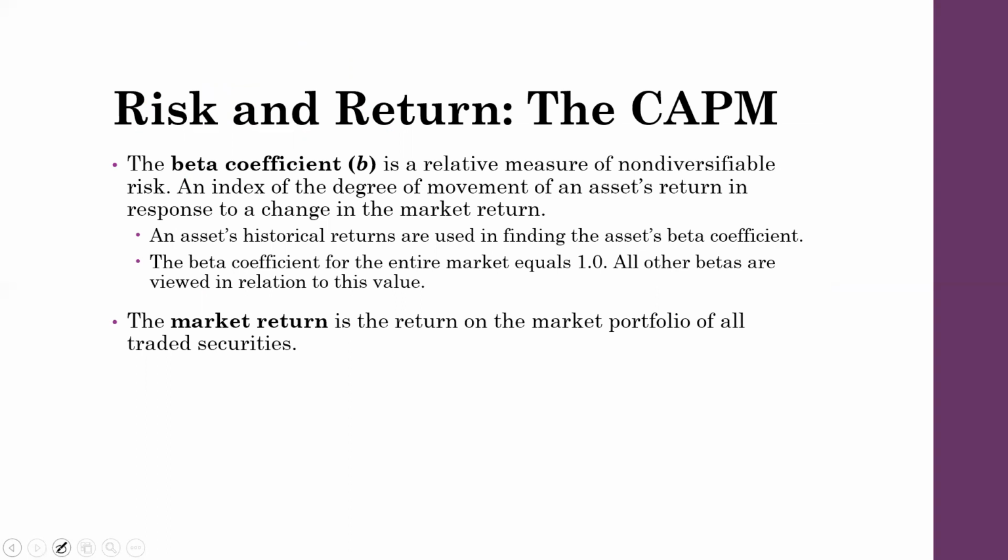Beta, now you'd have heard beta maybe in statistics or some math class, is a relative measure of non-diversifiable risk, an index of the degree of movement of an asset's return in response to a change in the market return. An asset's historical returns are used in finding the asset's beta coefficient. The beta coefficient for the entire market is always equal to 1. All other betas are viewed relative to this value. A market return is the rate of return of the market portfolio of traded securities. So what does that mean?